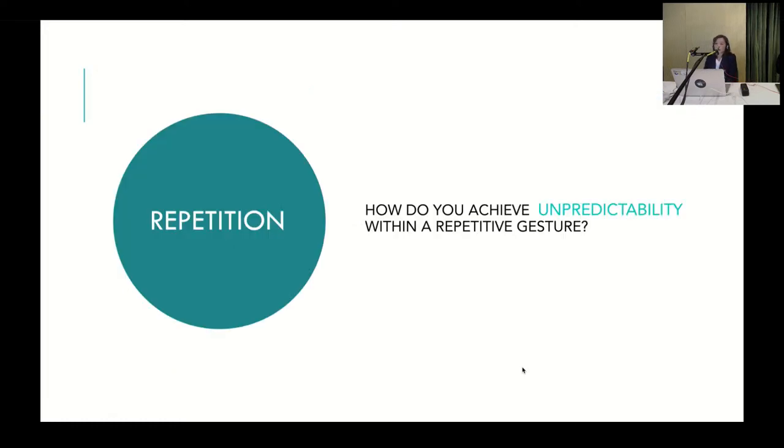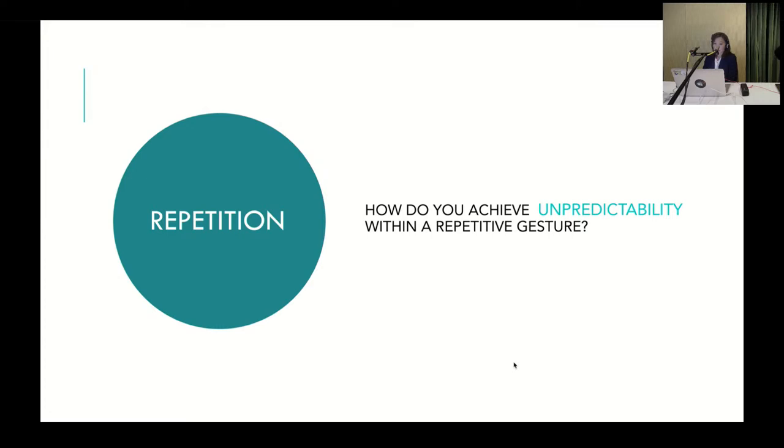And while I was composing this piece, with the idea of repetition, I did not want it to be... I don't believe that repetition could always be the same. While you have something being repeated, there is always a difference in terms of the next note. Even though it's the same, it's always moving forward for me. So how do you achieve unpredictability within a repetitive gesture?